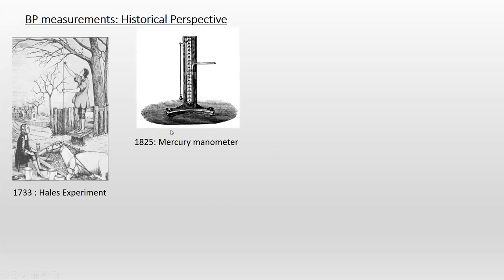This was modified, and in 1825, we had the mercury manometer, which was discovered by Jean-Leonard Marie Poiseuille. I can't pronounce his last name. It's the Poiseuille experiment. And he discovered that it's the arteries that push the blood in and not the veins. It was a big discovery, and both devices required inserting a tube into the artery. So in a way, these two were our very first arterial lines.